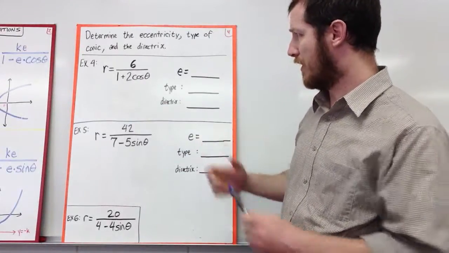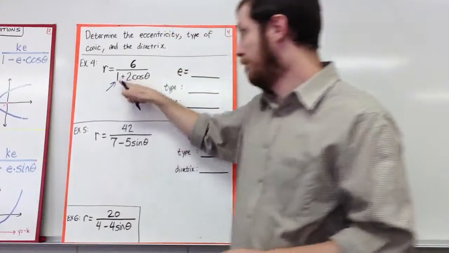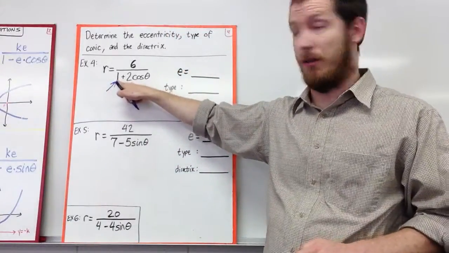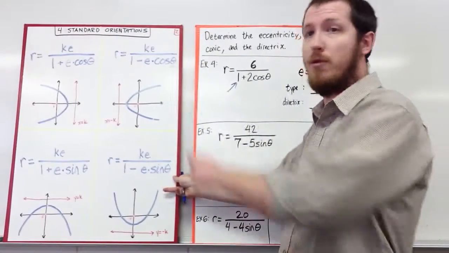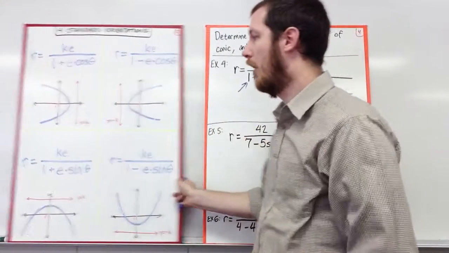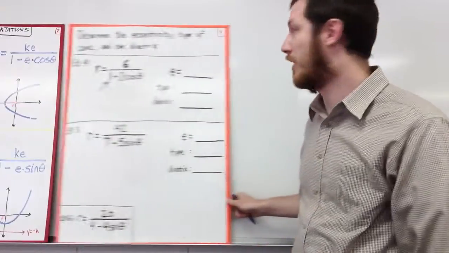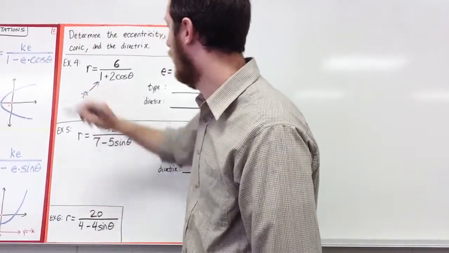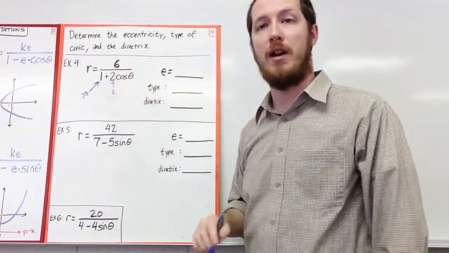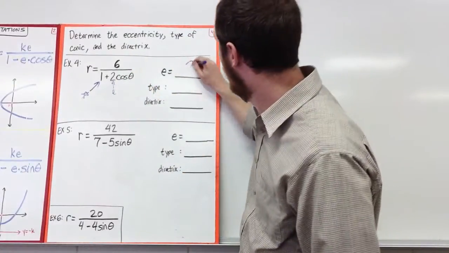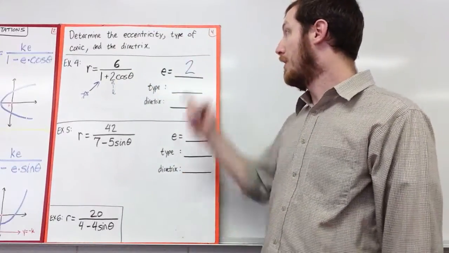Okay, so first things first, I want to look at this first number here in my denominator. It's a 1. That's good. We want it to be a 1. All of our 4 standard orientations have 1 as that first term in the denominator. So that's good. Always check that. That means that we can look here and we can find our e value. So our e value is 2. Okay, so e is 2.